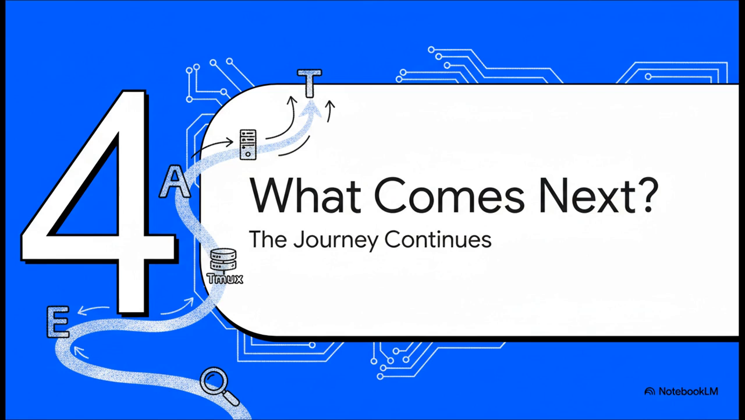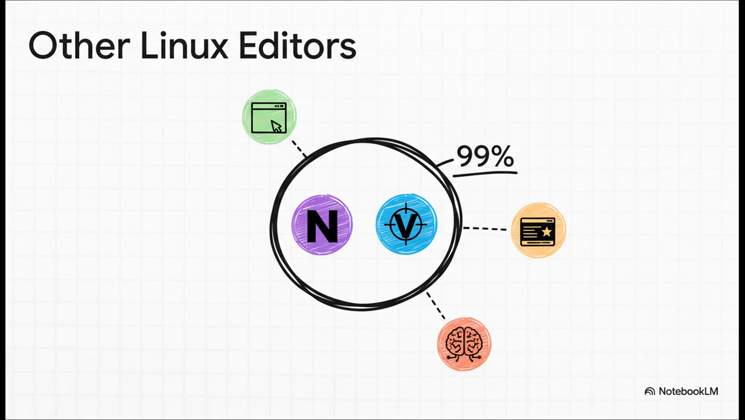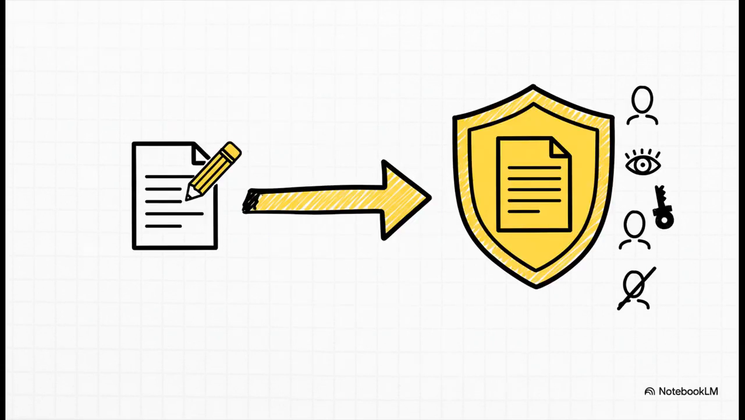Now, are Nano and Vim the only editors in the Linux world? Oh, not by a long shot. They're just the most common ones you'll find ready to go on a server. But your journey doesn't have to stop there. As you explore, you're going to see other names pop up. If you're on a Linux desktop with a graphical interface, you might use something like Gedit. There are also some really cool modern terminal editors like Micro that try to give you the best of both worlds. And of course, there's the other legend, Emacs. But for 99% of what you'll do on a server, knowing your way around Nano and Vim has got you covered.